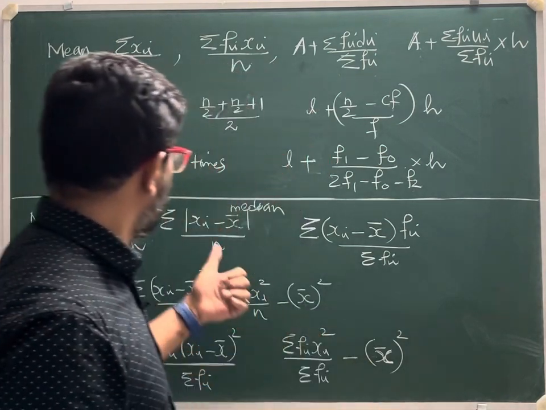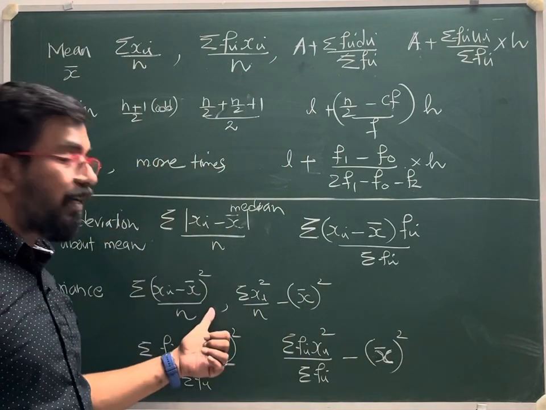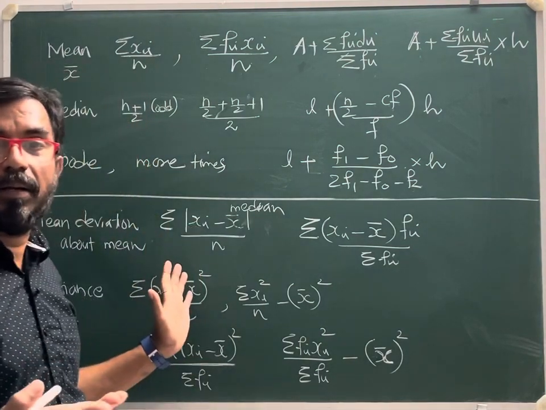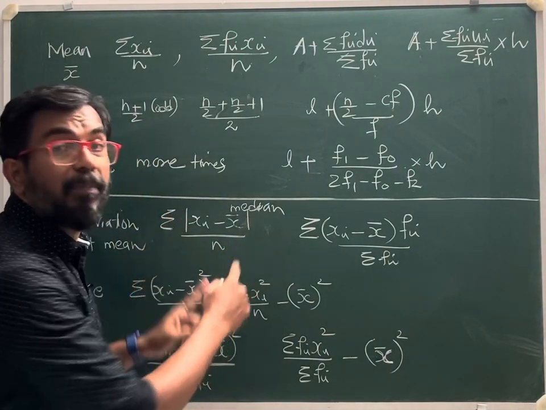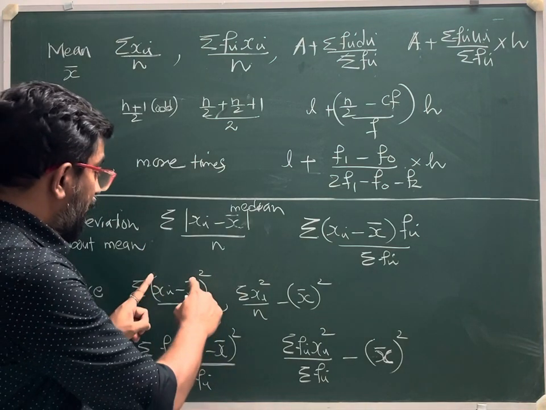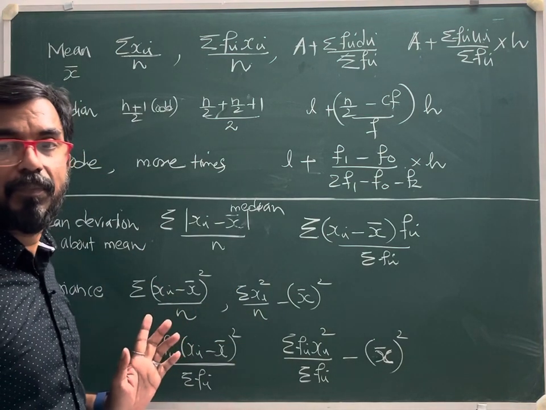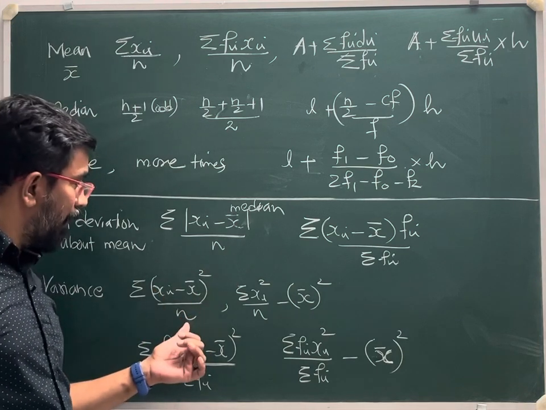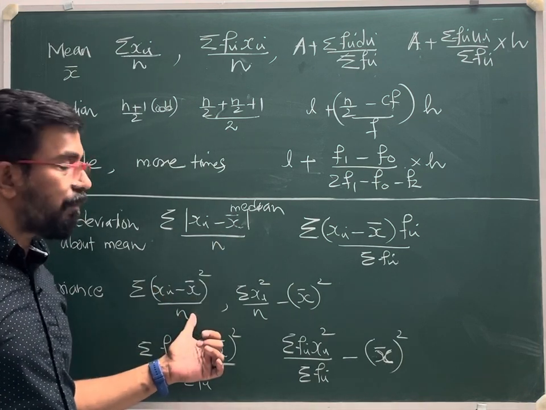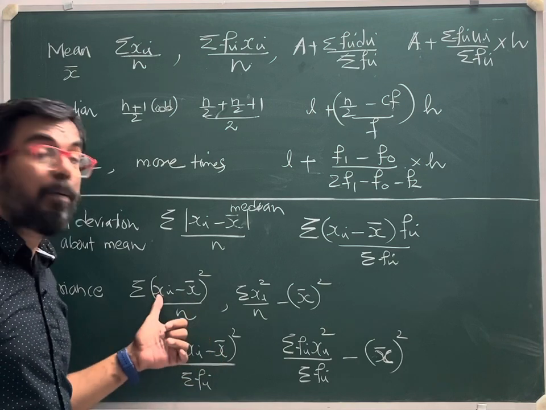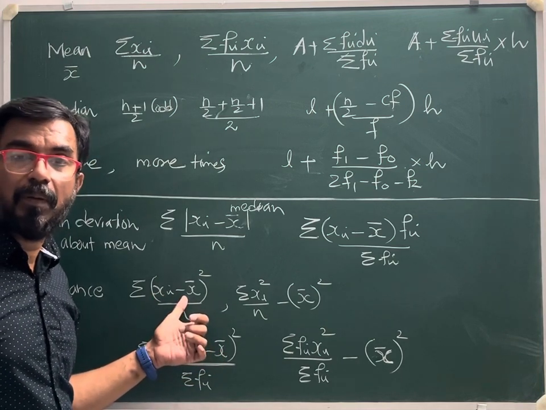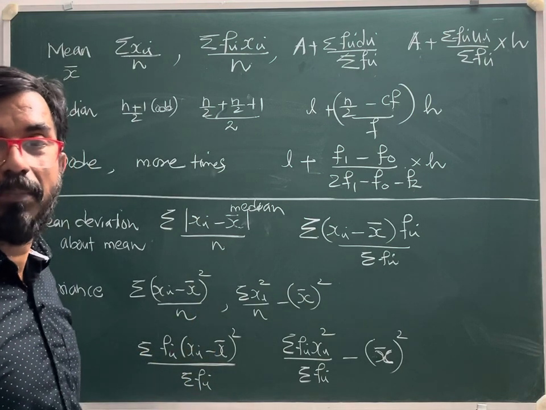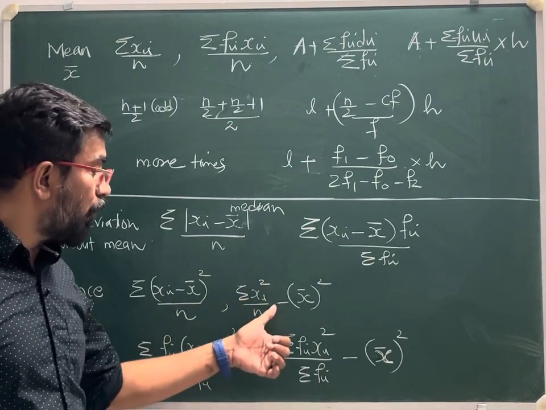Variance: if you look at the mean deviation and variance, you will see only a small difference in the formula or in the work. Instead of the modulus that makes it positive, here you have to square it to make it positive, and that squared value is divided by n. But sometimes this work may be a little lengthy, with so much calculation involved. Then you may go for a shortcut method like this.